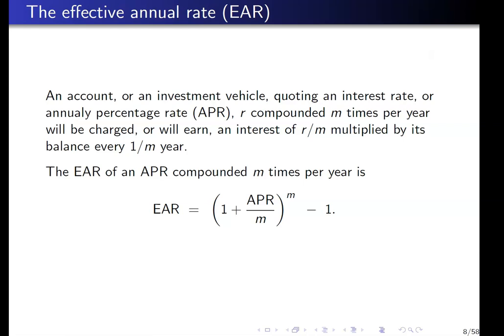A firm is quoting an APR of 12% compounded quarterly. A firm is quoting an APR of 8% compounded semi-annually. So always, a firm is quoting an APR of something percent. That's the first piece of information. Second piece of information: compounded periodically, mentioning the compounding period.